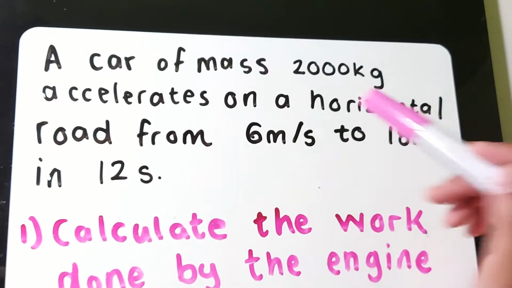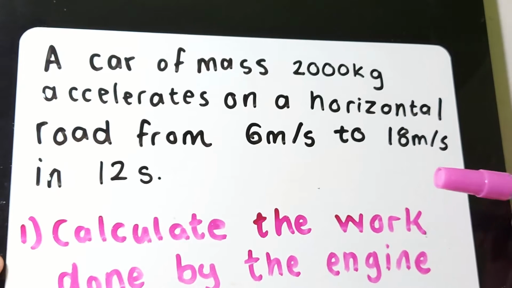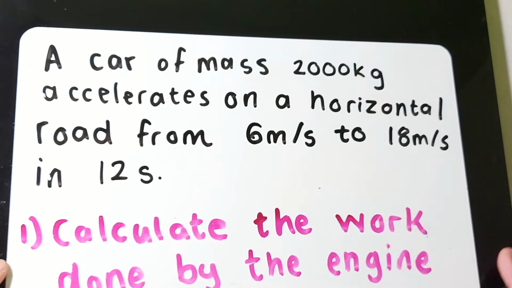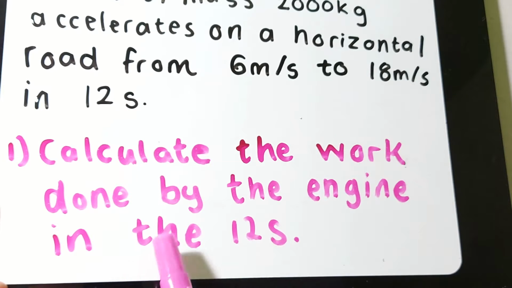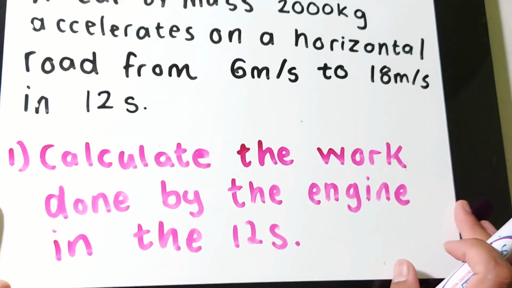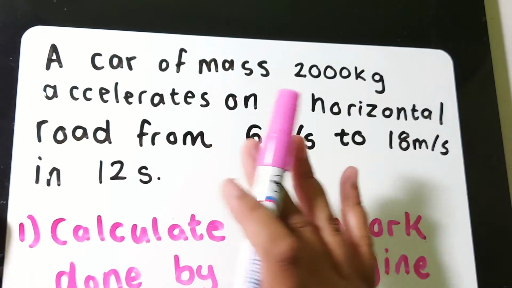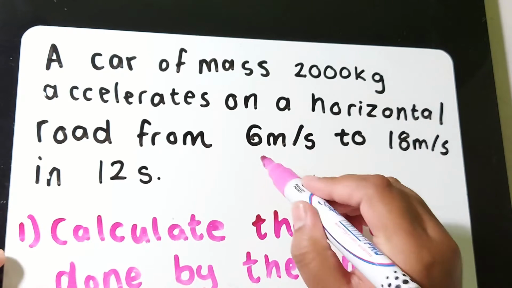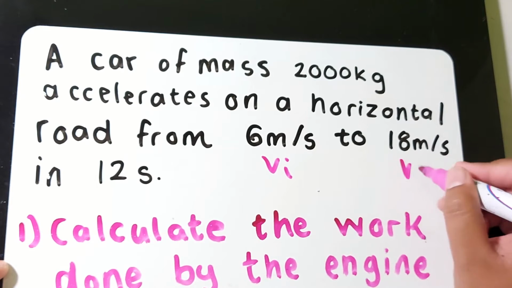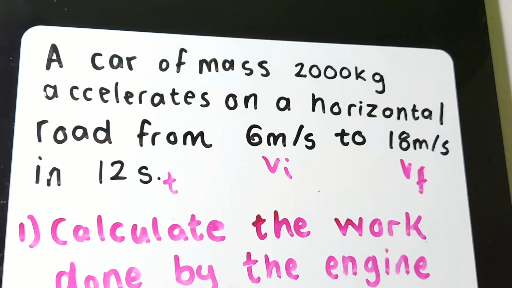So a car of mass 2000 kilograms accelerates on a horizontal road from 6 meters per second to 18 meters per second in 12 seconds. And we are going to try to calculate the work done by the engine in the 12 seconds. Now we first need to analyze this question, right? So we have a car that's moving and it has an initial velocity, and it has a final velocity. And we have a time over here. Okay, so let's use that information to get to our answer.